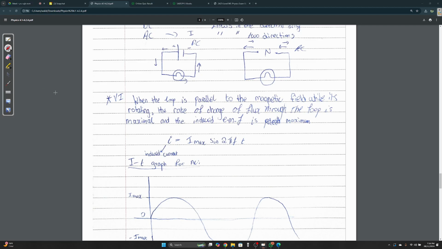People will say when it's perpendicular. No, that's for DC. We don't care about DC. We're talking about AC. For AC, it's alternating. Remember, the induced EMF constantly changes. For that reason, it's maximum when the plates are parallel to the magnets, when the loop is parallel to the magnetic field.